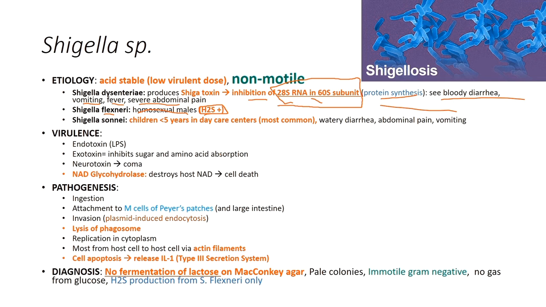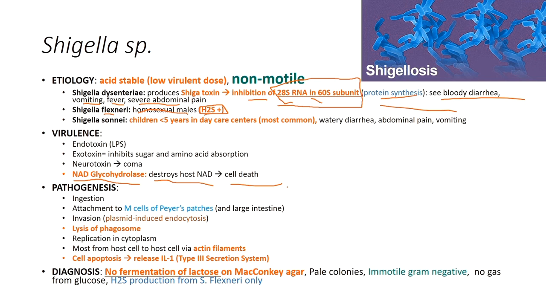So virulence factors, we have that endotoxin because it's gram-negative, LPS. Exotoxin, this guy can inhibit sugar and amino acid absorption. Neurotoxin, as I spoke, causes coma. And then this guy actually has this really special feature. It was not tested for me, but it can be tested for you, absolutely. This is NAD glycohydrolase. This is high yield for boards, so expect it maybe to come up on your exam. What this does is destroy NAD, and when we don't have NAD, guess what? Just think of the symptoms of NAD depletion in our body.